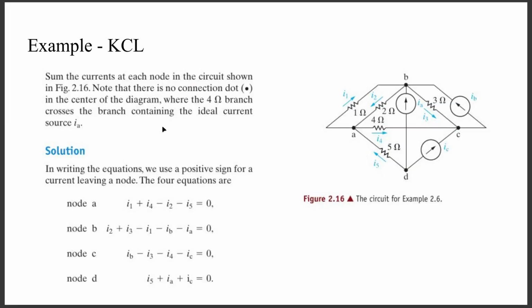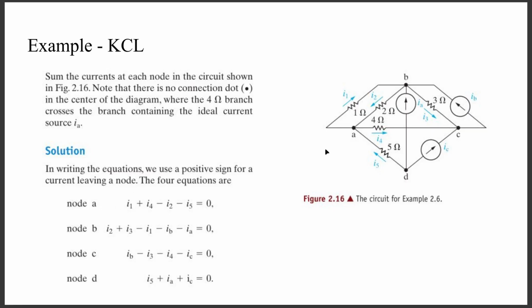Example of using KCL. So in this circuit here, sum the currents at each node in the circuit shown in this figure. Note that there is no connection dot in the center of the diagram, where the 4 ohm branch crosses the branch containing the ideal current source, IA. So in this solution, we write these equations.